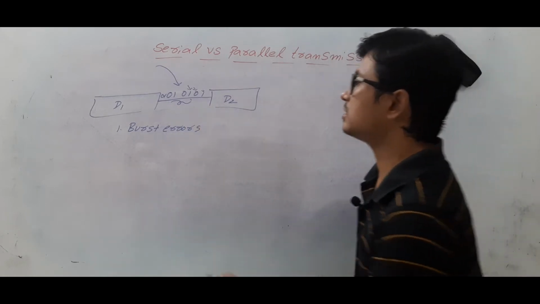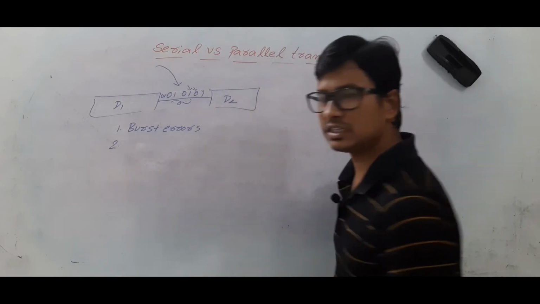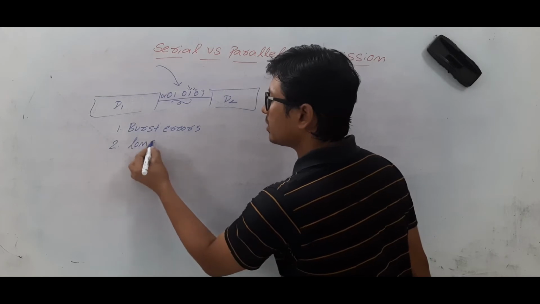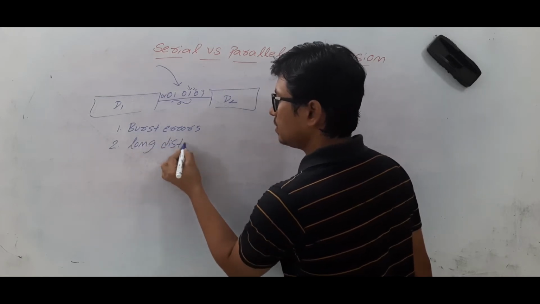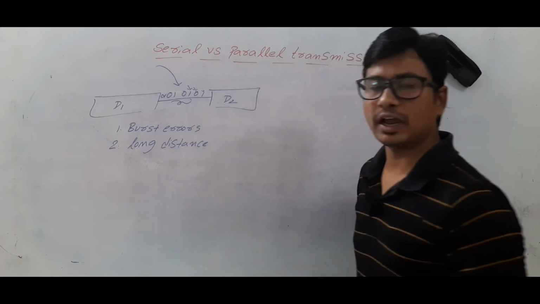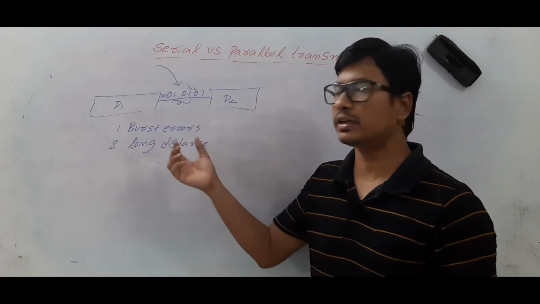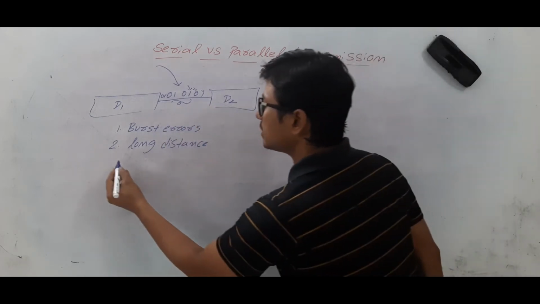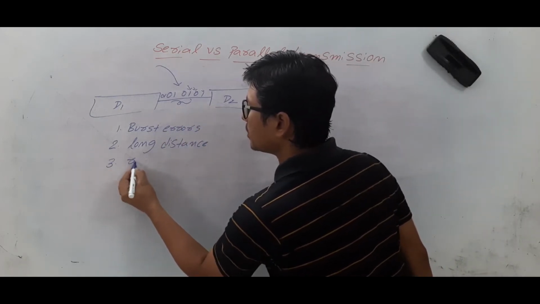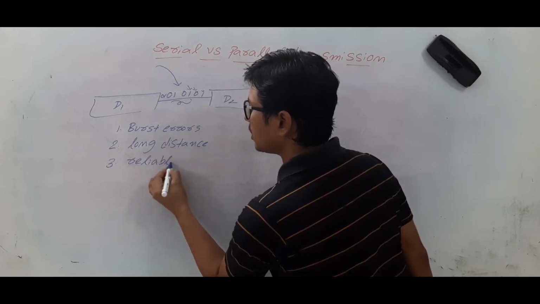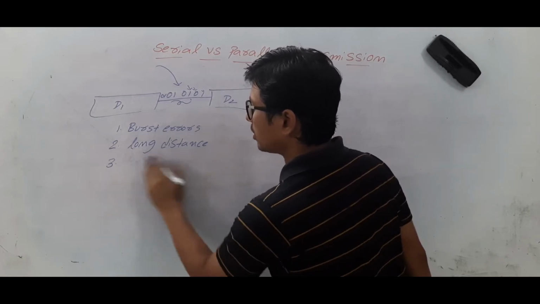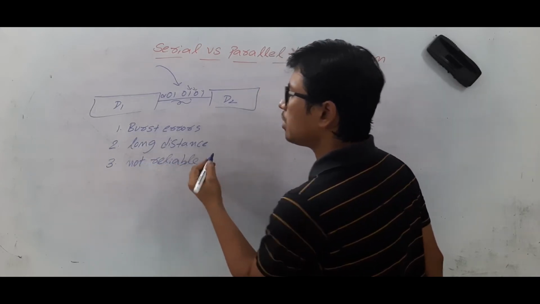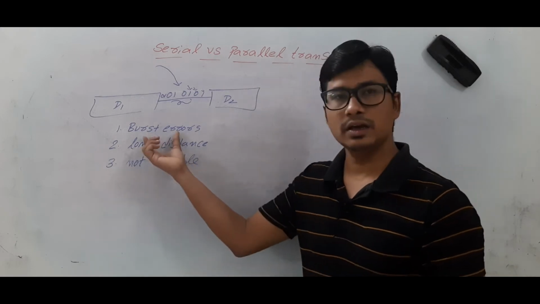And one more thing is that this kind of serial communication is useful for transferring data over a long distance. We can transfer the data using the serial way for a long distance. And another thing is that it is not reliable. Why is it not reliable? Because you have more chances of errors. Am I right or wrong?